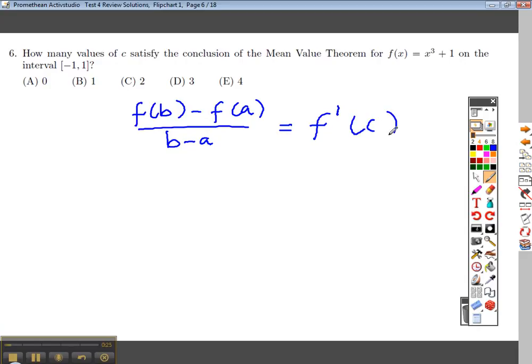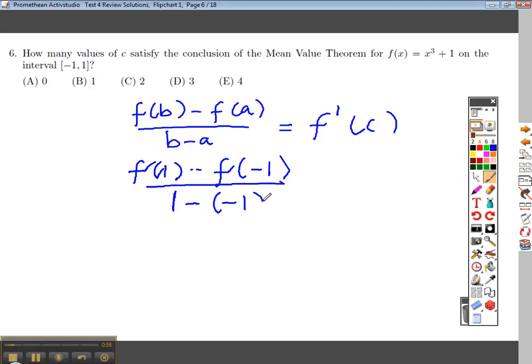Okay, so in this problem, I need to figure out f of 1 minus f of negative 1 all over 1 minus negative 1. Okay, f of 1, if you look at it, is 2. F of negative 1, if you look at it, is 0. So I'm going to get 2 over, and then on the bottom will be 2, so that's 1.